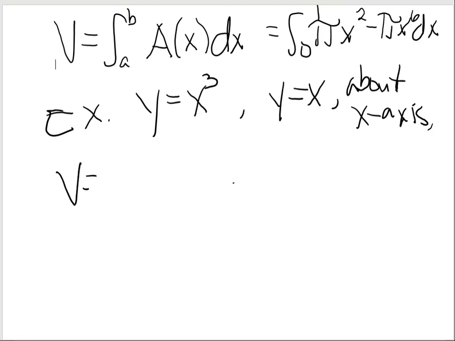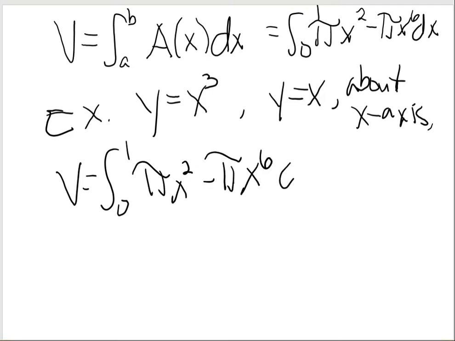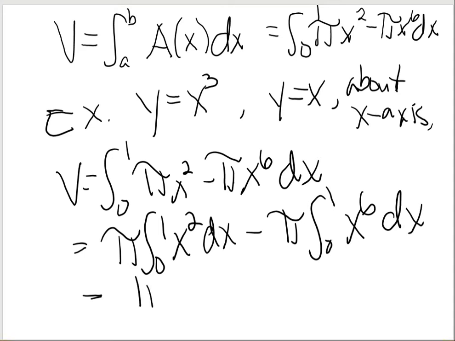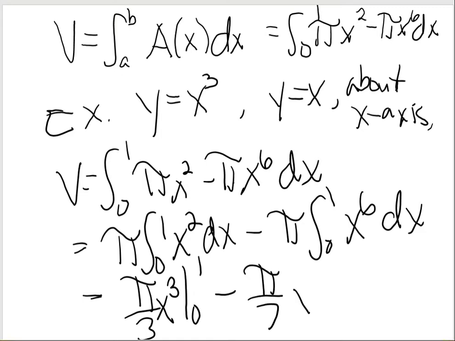So our volume is from 0 to 1 of pi x squared minus pi x to the 6th dx. You could separate these integrals again. And pi is a constant, so it pulls out of the integral. So this is pi over 3 x cubed from 0 to 1 minus pi over 7 x to the 7th from 0 to 1, or pi over 3 minus pi over 7.